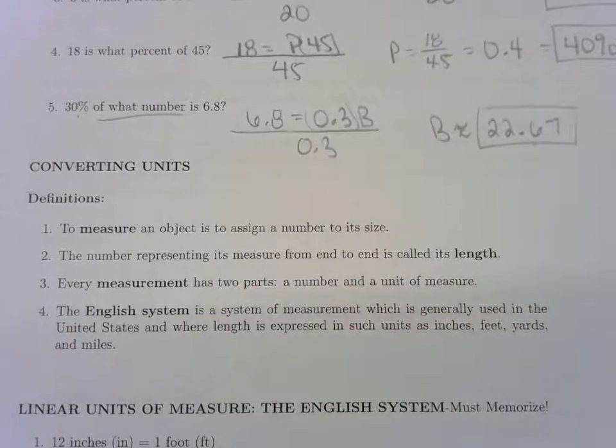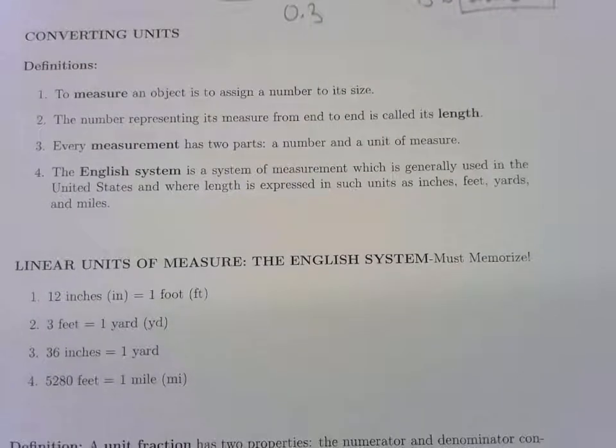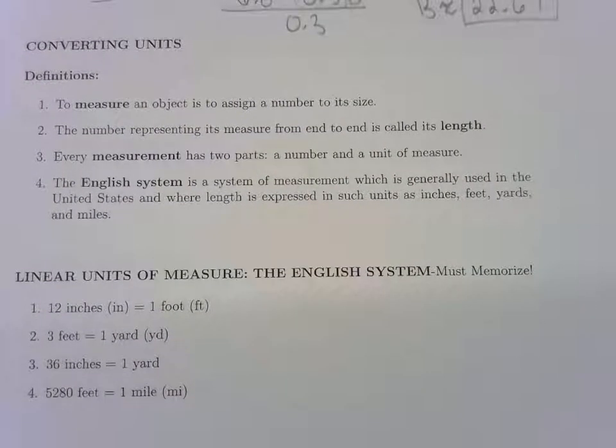Number four, the English system is a system of measurement which is generally used in the United States and where length is expressed in such units as inches, feet, yards, and miles. This English system is mostly just used in the United States. Most countries use the metric system, which we're going to look at still. These need to be memorized. The English system is right below here. So these are linear units of measure, the English system. You have to memorize these, which you probably already do have memorized.